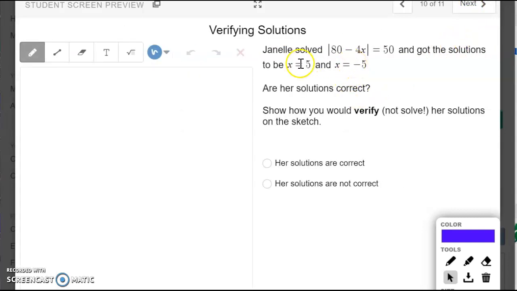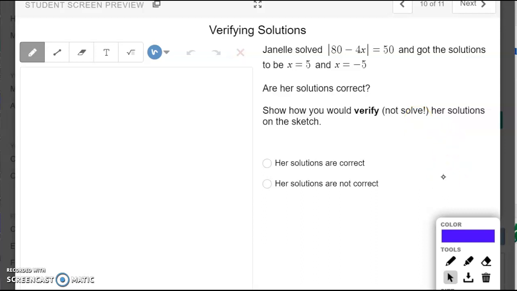Okay, then Janelle solved absolute value of 80 minus 4x is equal to 50 and got the solution to be x is equal to 5 and x is equal to negative 5. Are her solutions correct? Show how you would verify. We're not talking about solving. Verify her solutions on the sketch. Okay, so how would I do that?